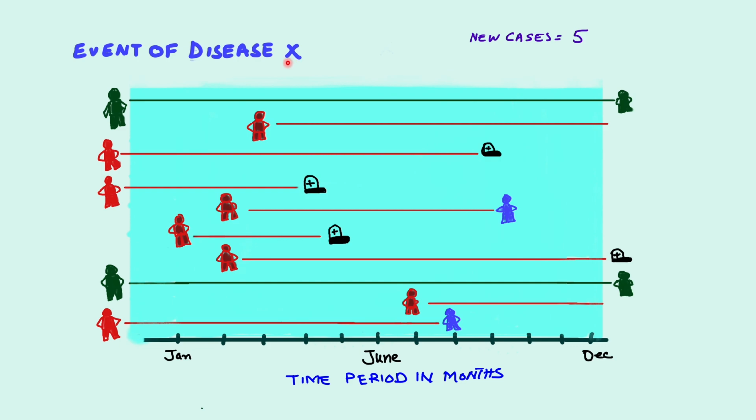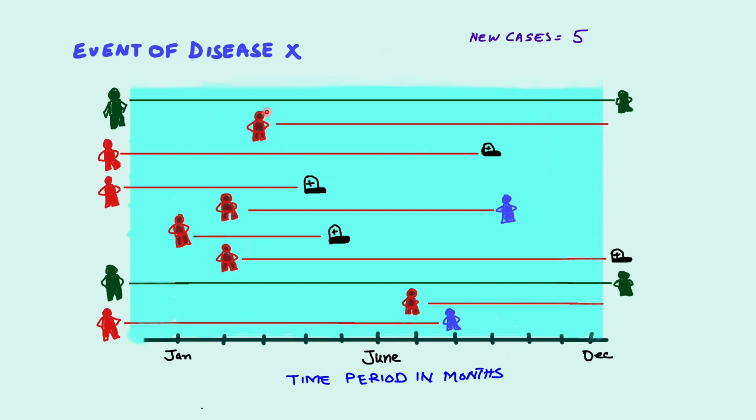Each horizontal line represents the follow-up of one individual. The green figures represent healthy individuals, the red figures represent individuals with disease, and the blue ones represent recovered persons. In total, we have 10 individuals. Remember that incidence measures the number of new cases that occur during a specified period of time. So first identify the new cases.